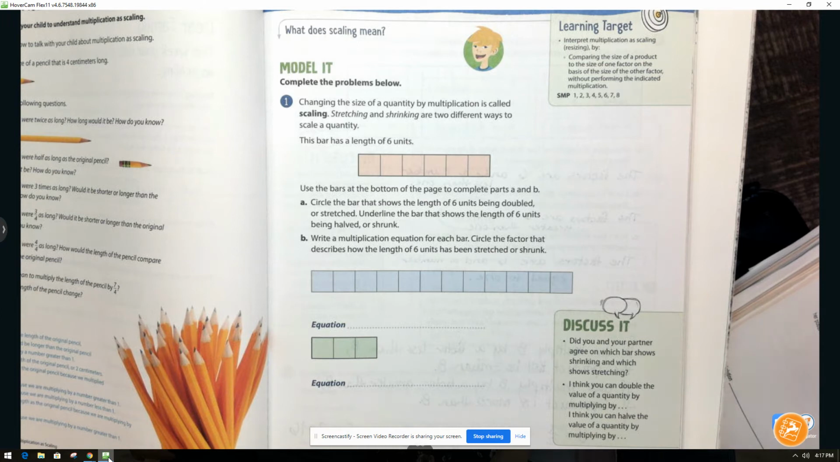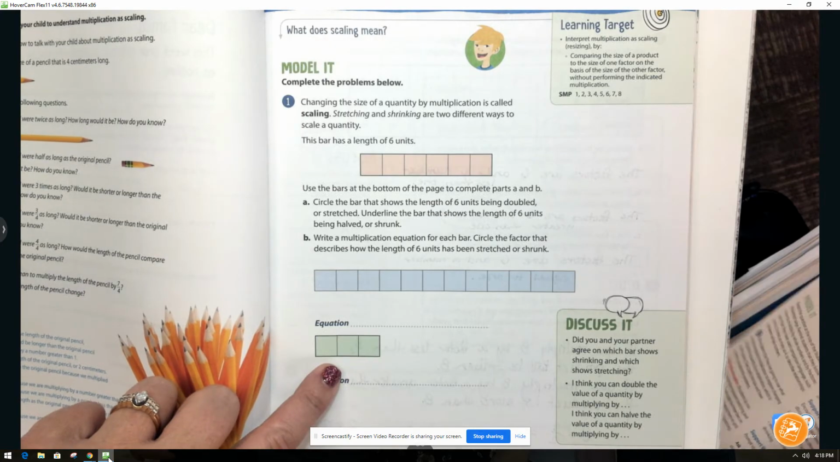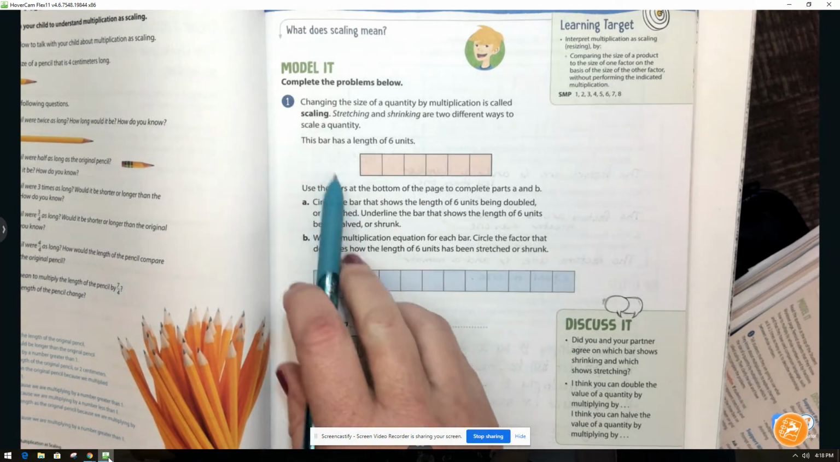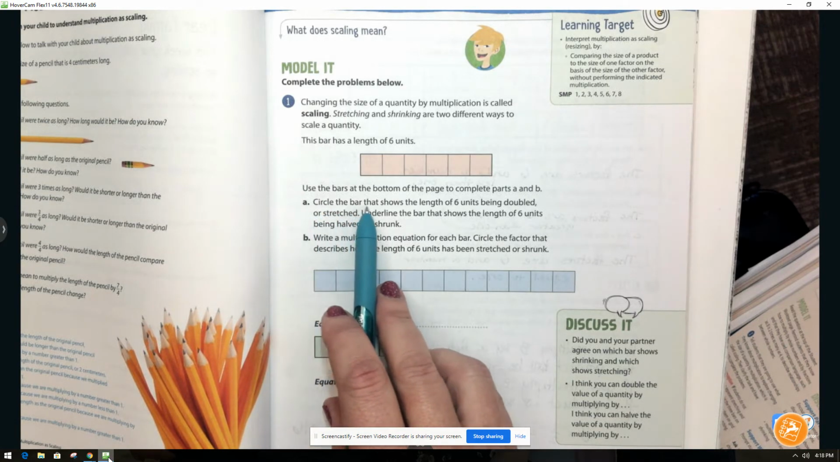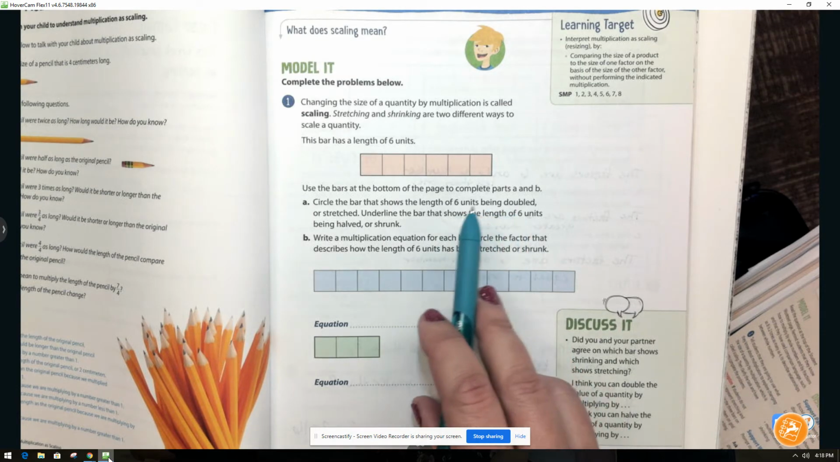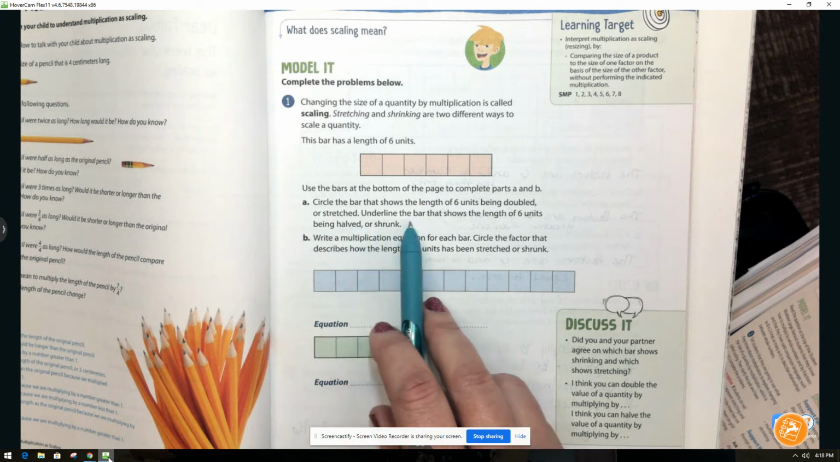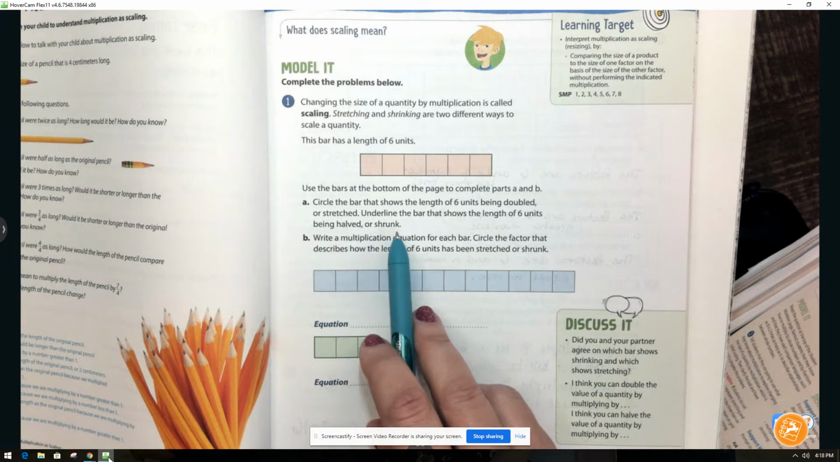Now, it says, now use the bars at the bottom of the page to complete parts A and B. So we're going to use these two bars here to complete parts A and B. Part A says this, circle the bar that shows the length of 6 units being doubled or stretched. Underline the bar that shows the length of 6 units being halved or shrunk.